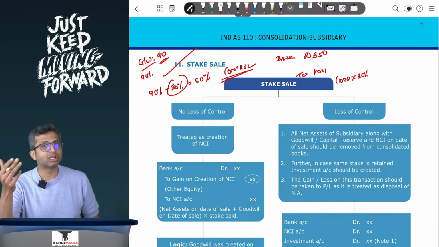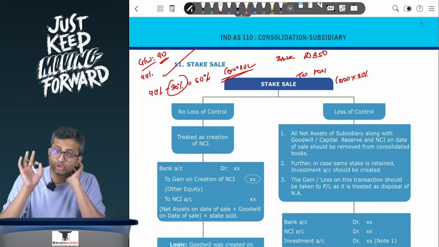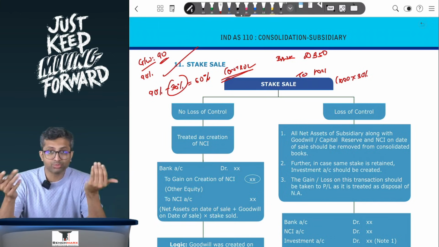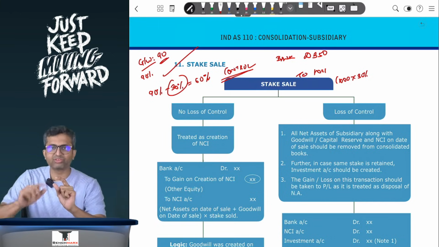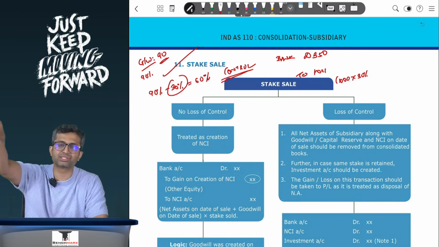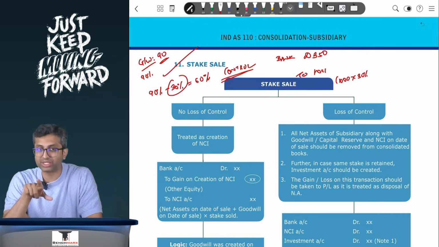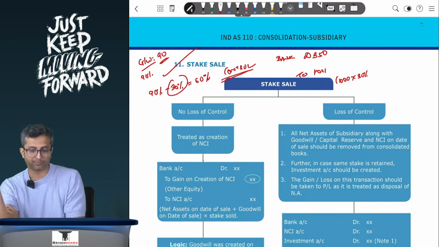When you sell a 30% stake, you don't de-recognize 30 rupees worth of goodwill. Goodwill was created as on the acquisition date, and it will continue to remain at 90 only. Out of that, 60 rupees is still held by the parent, and 30 is now held by the new NCI. The old NCI of 10 does not have any share in the goodwill, but the new NCI will now have a share in the goodwill, and as a result, I just cannot take 1000.